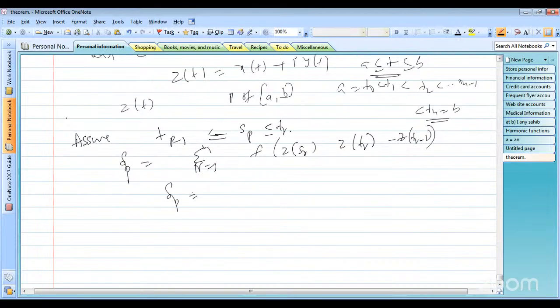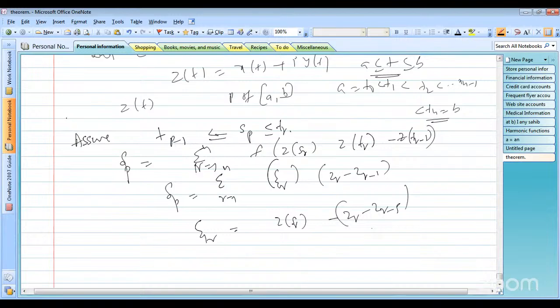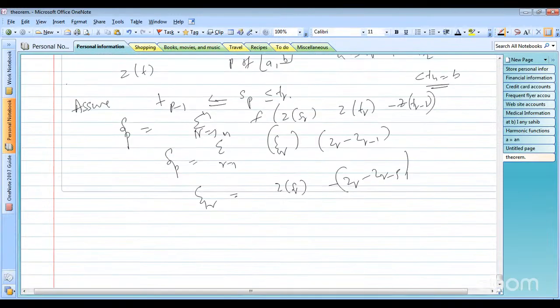S(P) is the summation from r = 1 to n of f(ζ_r) times (z_r minus z_r-1), where ζ_r is equal to z(s_r), and also z_r = z(t_r). I'm taking the values x(t) + i y(t), a ≤ t ≤ b. This is the existence of the limit, and the smooth curve is rectifiable. What is the length formula?